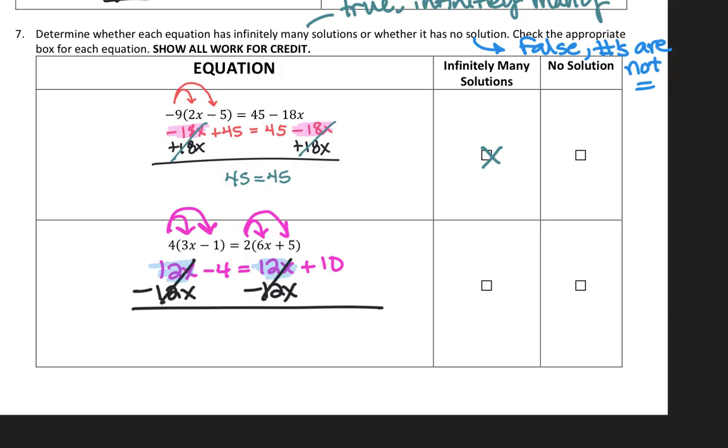And these cancel out, right? We're left with negative 4 equals 10. Is this a true statement or a false statement? A false statement. So how many solutions do we have? No solutions. Good. This one was false. This one was true. Okay? So same type of questions will be asked tomorrow.